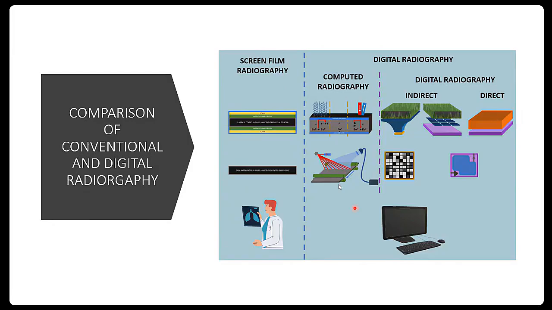Then in indirect conversion, indirect flat panel detectors, there was a two-step process. So in the first step, we had a scintillator. The scintillator will absorb the X-ray and convert it into light. And in the second step, we'll have photodiodes which will convert this light into electronic charge. So that was all about indirect conversion.